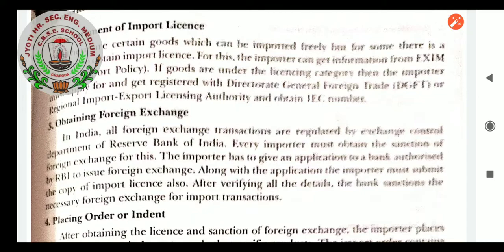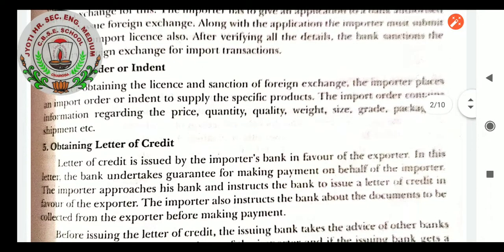In India, all foreign exchange transactions are regulated. We all know all the foreign currencies are exchanged and converted in the Reserve Bank of India. Every importer must obtain the sanction of foreign exchange. For this, the importer has to give an application to a bank authorized by the Reserve Bank of India to issue foreign exchange. Along with the application, the importer must submit the copy of the import license also. After verifying all the details, the bank sanctions the necessary foreign exchange for import transactions.